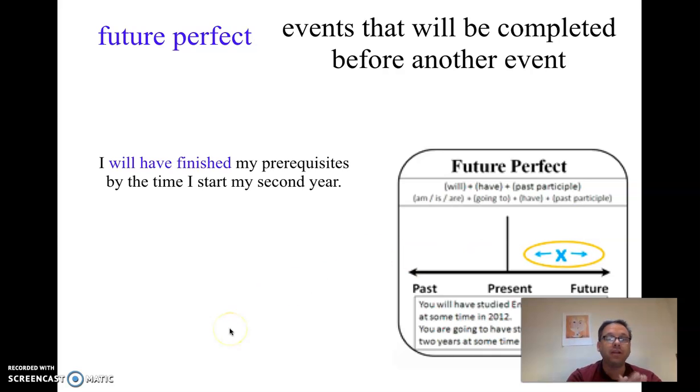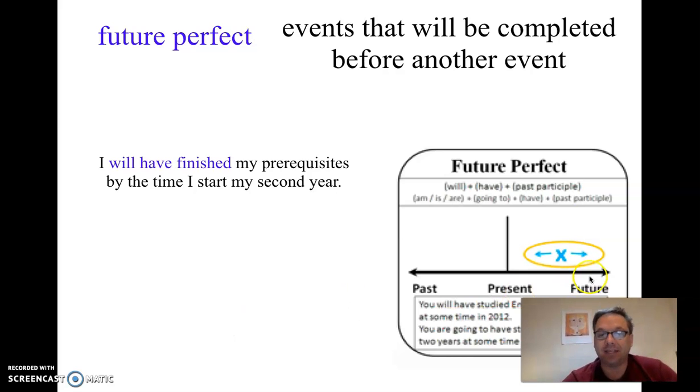The whole thing is in the future. I will have finished my prerequisites by the time I start my second year. Prerequisites, if you go to university or to college, are all the classes you need to take before you begin your major. For example, if you want to be a nurse, you might need to take math and science and an English class, right? You take all those to begin with.